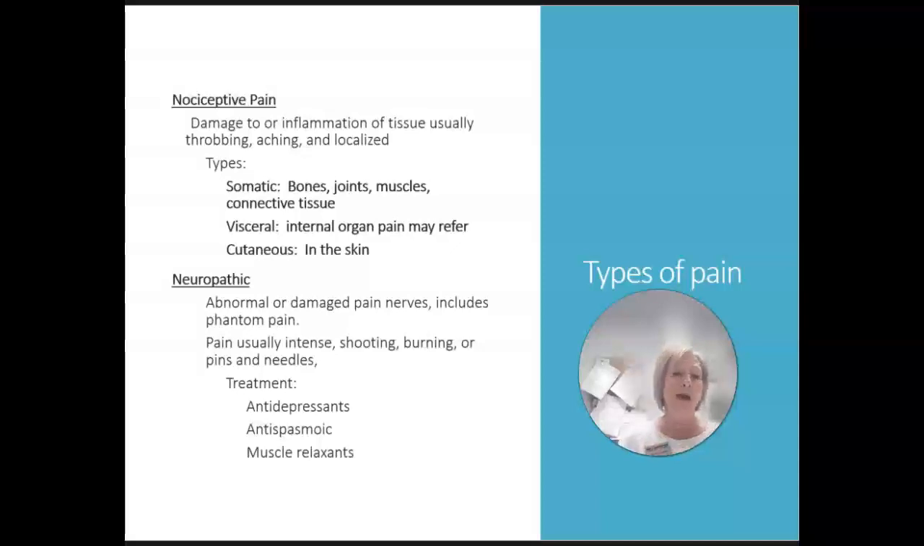Then we're going to go to neuropathic. If you break that down, patho means disease, neuro means nerve. So we have a disease of the nerve. So this is different. This is where we got abnormal damage to pain nerves. This includes your phantom pain. This is your pain from your amputees and things like that.